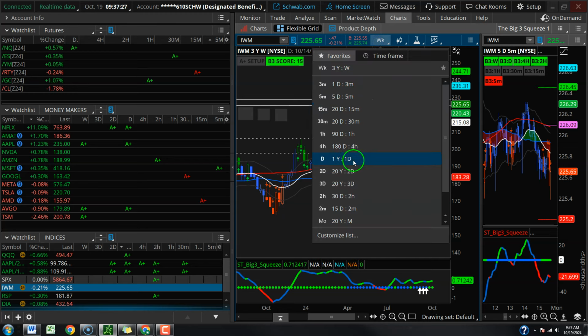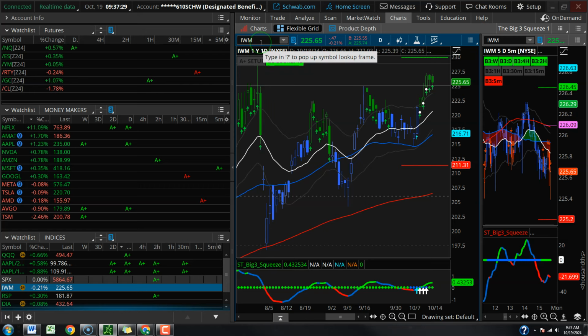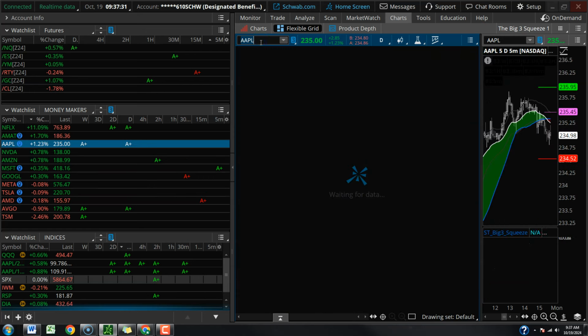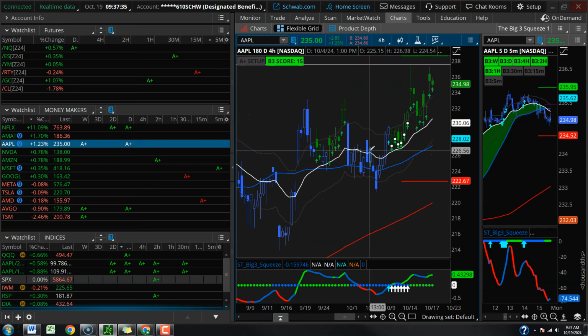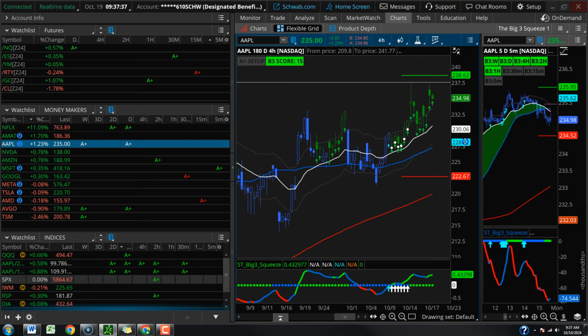Moving on to the stock side. So a couple of the better trades from last week. In the room on, I believe it was Monday, had a really clean 4-hour squeeze here on Apple. Checked all the boxes, all the bells and whistles. White arrow, white dot, A-plus setup. So we jumped in on a 235 call for November expiration.